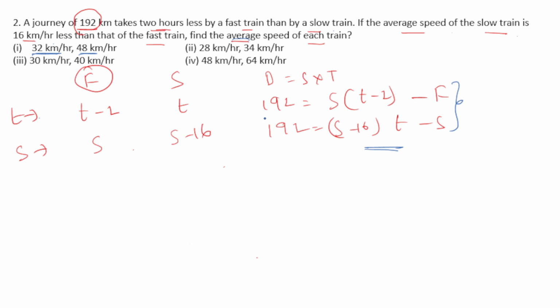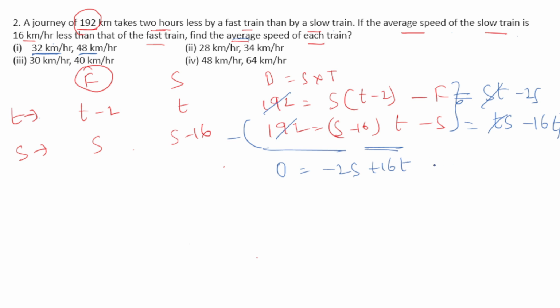Okay, or else we can solve these also. In the first equation, it will be st minus 2s. And in the second equation, it is ts minus 16t. And we will subtract these two equations. We will get 192 minus 192, which is 0, is equal to st minus st, which is 0, minus 2s plus 16t.